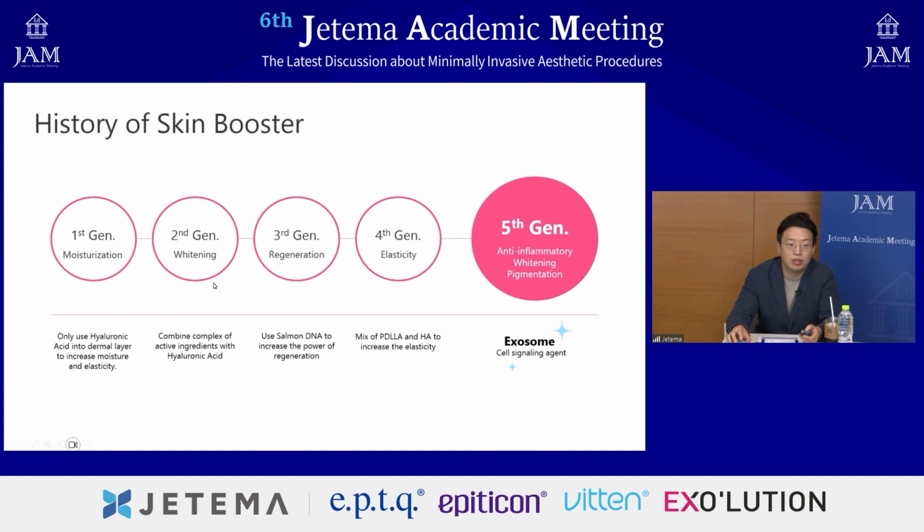And the second generation is HA plus other combined complex of active ingredients, such as vitamins and minerals. And third generation is salmon DNA, which is a polynucleotide. As you all know, Rejuran is one of these third generation. And the fourth generation is a polymer. It boosts elasticity. So PLLA or PDLLA is the fourth generation. And the fifth generation is exosome. It's a cell signaling agent. It's anti-inflammatory, whitening, and prevents pigmentation. So we will go one by one.